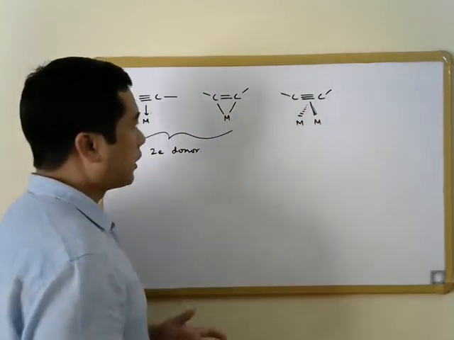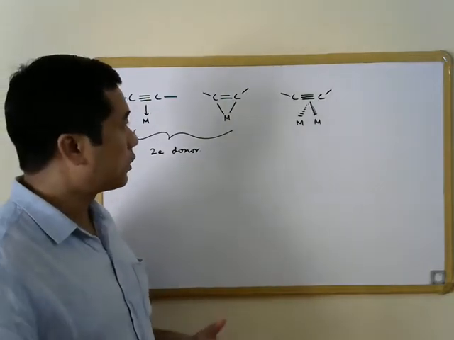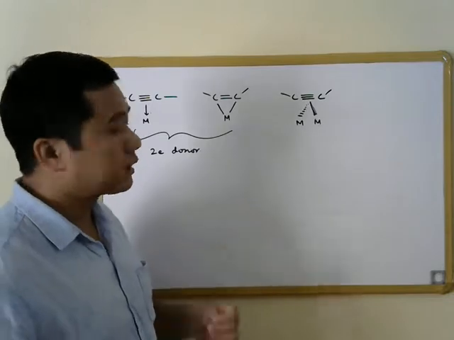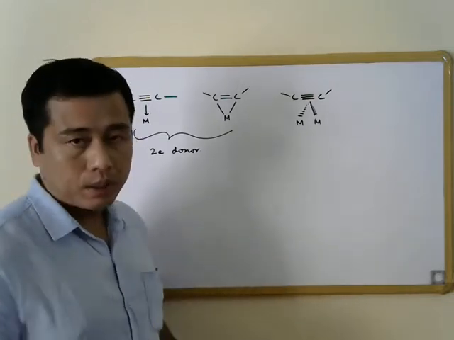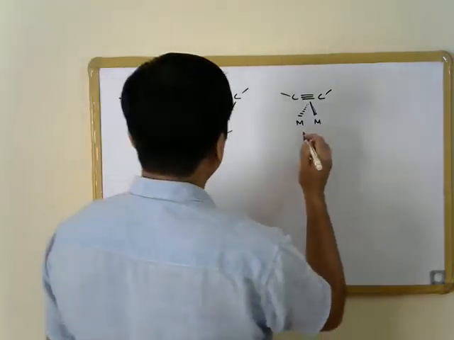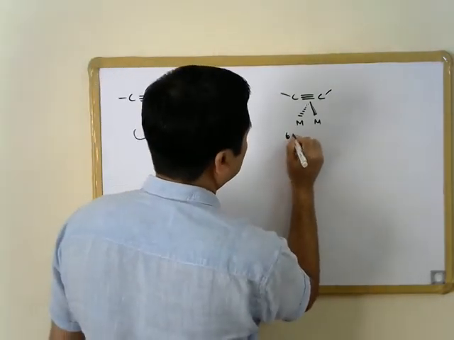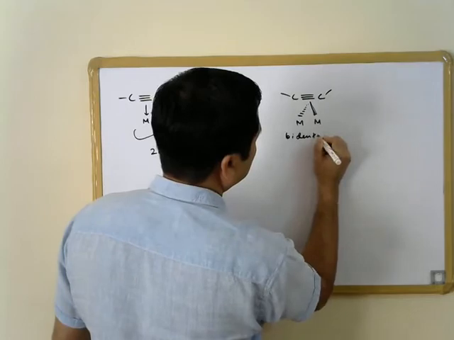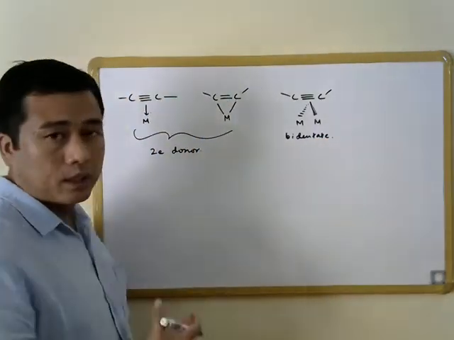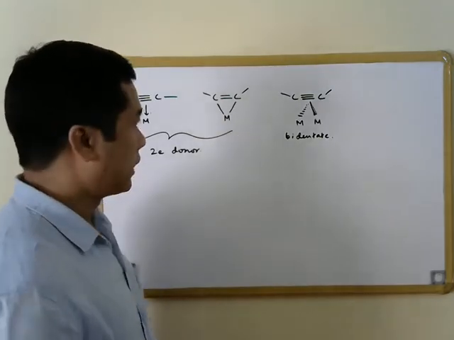So here the alkyne bridges two metal centers, and two different pi bonding molecular orbitals are used to bridge the metal centers in an orthogonal way. And this is again a bidentate binding mode, and the alkyne essentially acts as a 4-electron donor in this case.